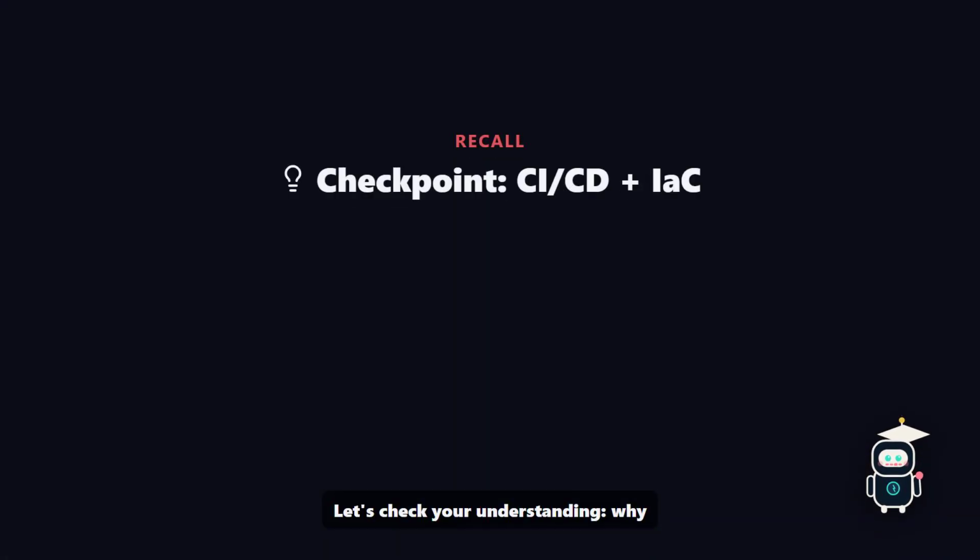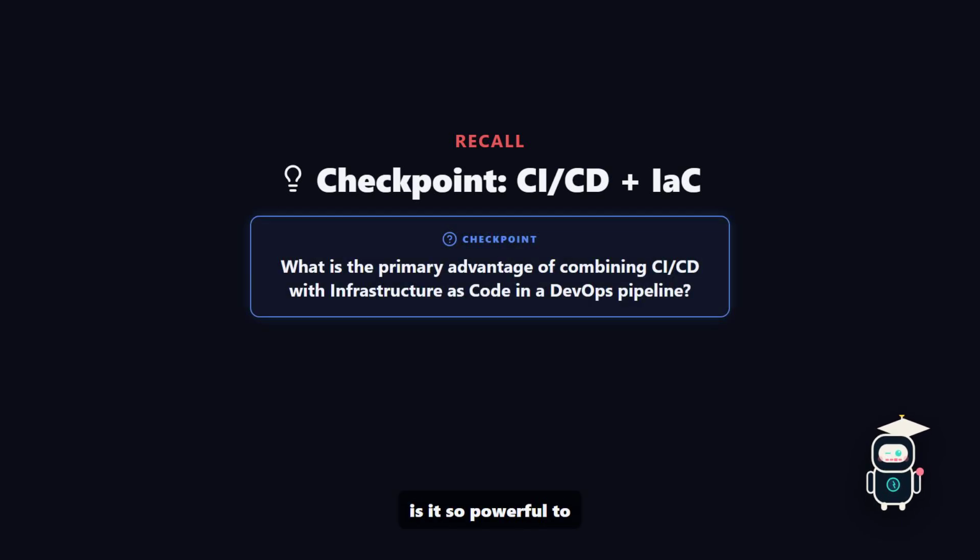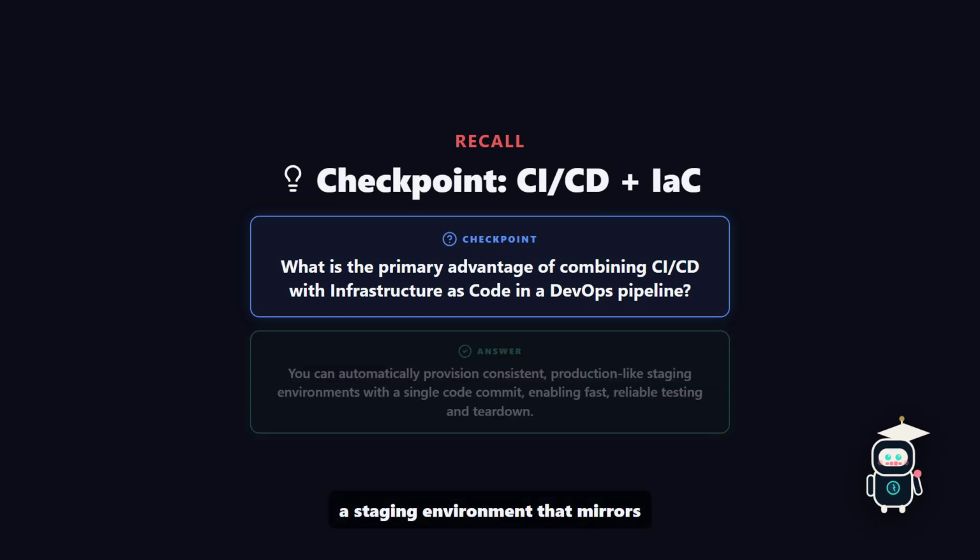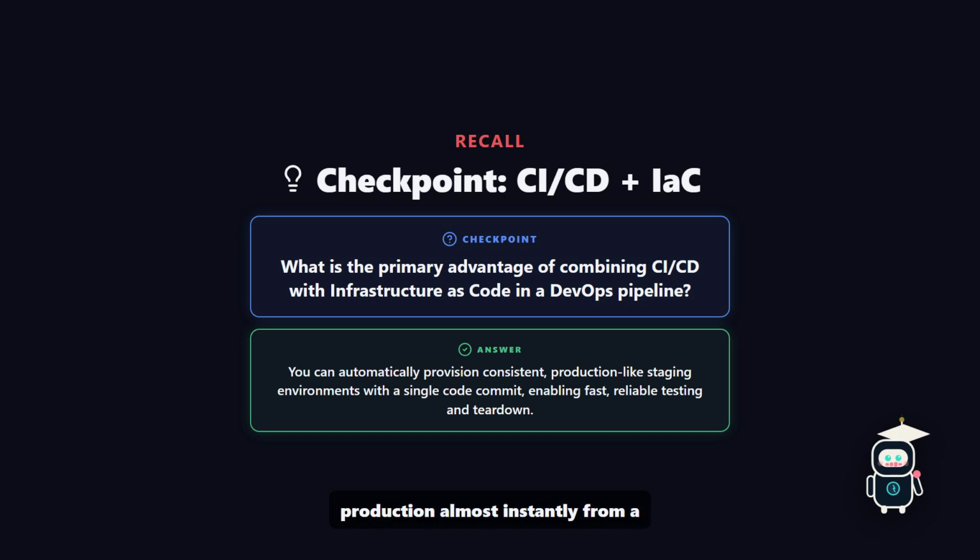Let's check your understanding. Why is it so powerful to pair CI/CD with infrastructure as code? Pause and think. The answer: you can spin up a staging environment that mirrors production almost instantly from a code push. That means no more "it worked on my machine" surprises, and you can tear it down just as fast, saving costs.